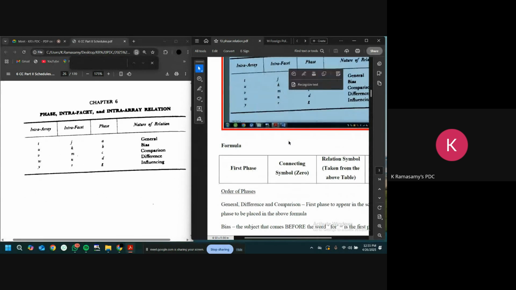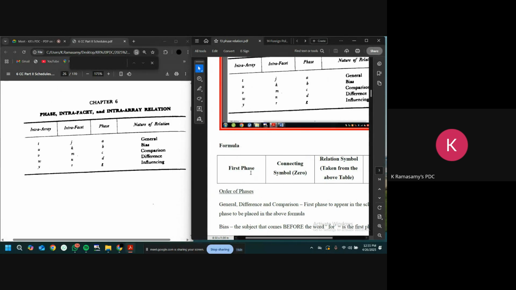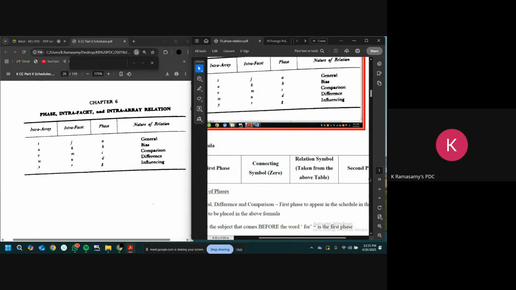Okay, so what is the formula? The formula is first phase, connecting symbol 0, relation symbol taken from this table, and then second phase. So first subject, then last subject. In between these two subjects, you need to give 2 numbers. One is 0. 0 is the connecting symbol, which is the same for all kinds of relations, no problem. After writing 0, you need to take the relation symbol from this table.